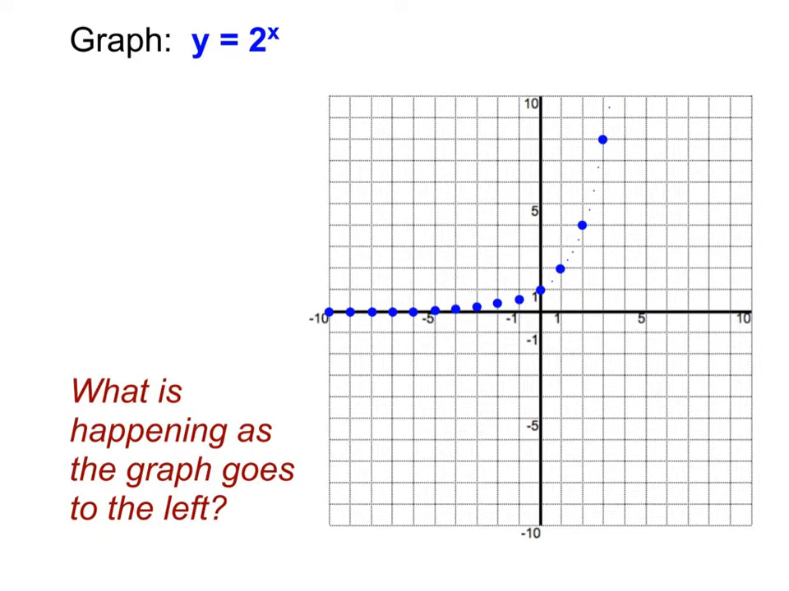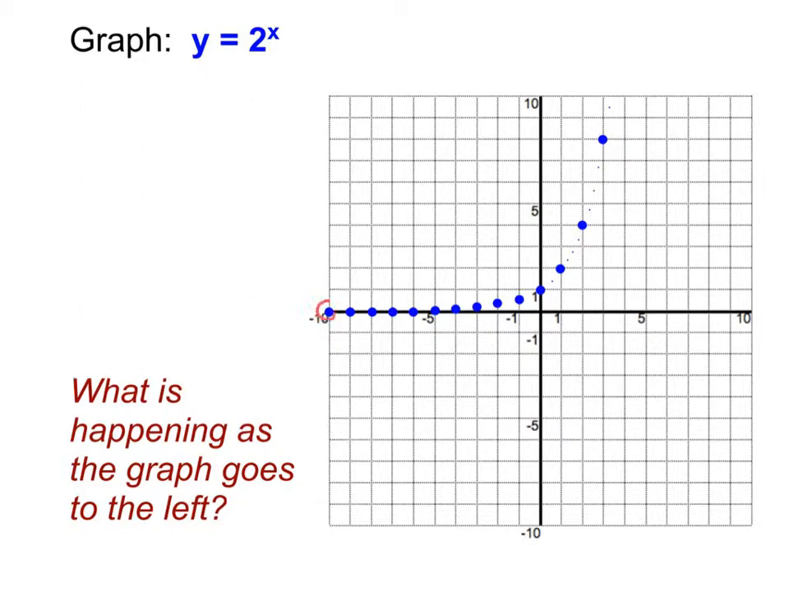Now, a little bit of detail in here. What is happening over here? As this graph keeps going over here to the left, what is happening to this graph? Well, does it ever drop down like into here? Doesn't look like it.